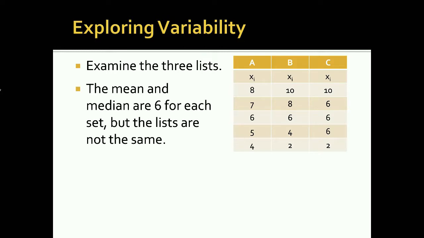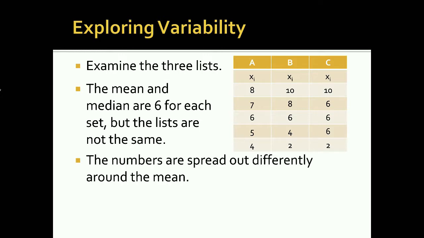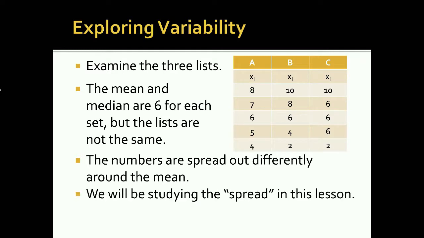If we did some examining for these sets, we would see that the mean and median are 6 for each of the sets, but realize they're not the same set. So something's different about them. We can't just go by mean and median and say what type of set it is. The difference is that the numbers are spread out differently around the mean. So the mean is 6 for each of them, but they're spread out differently. And we are going to be studying the spread in this lesson.